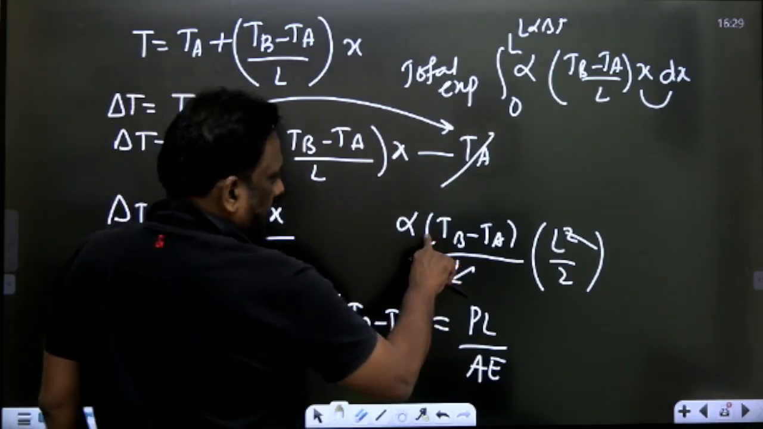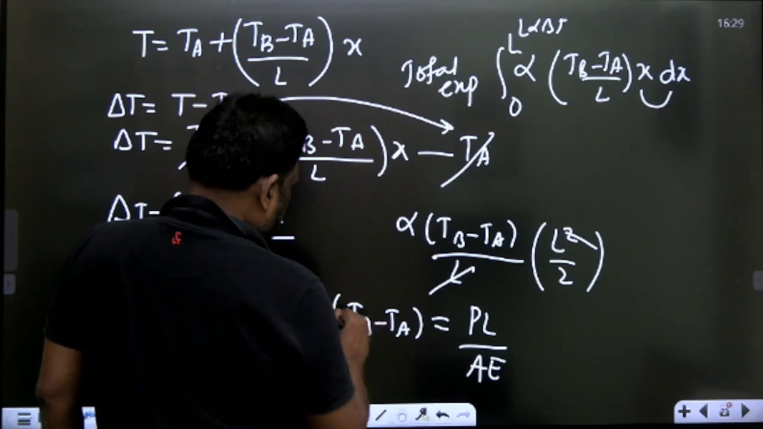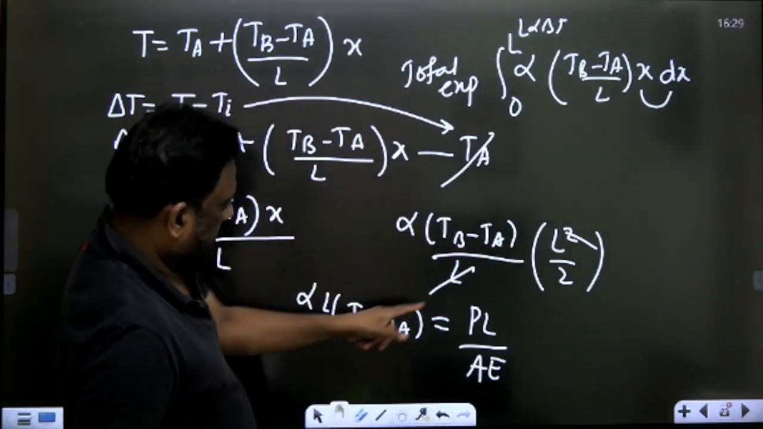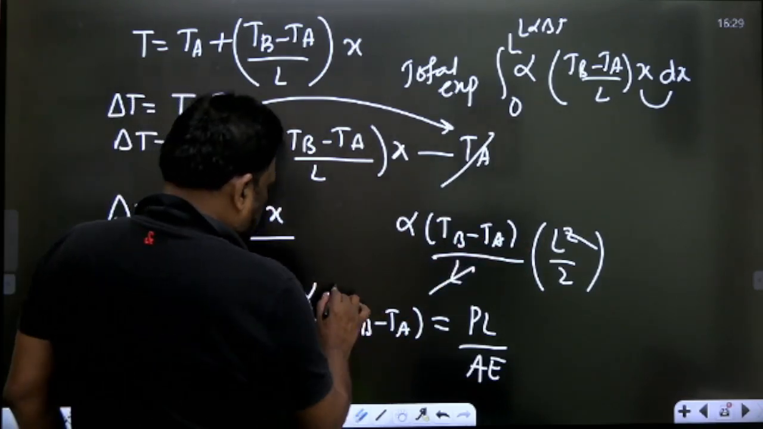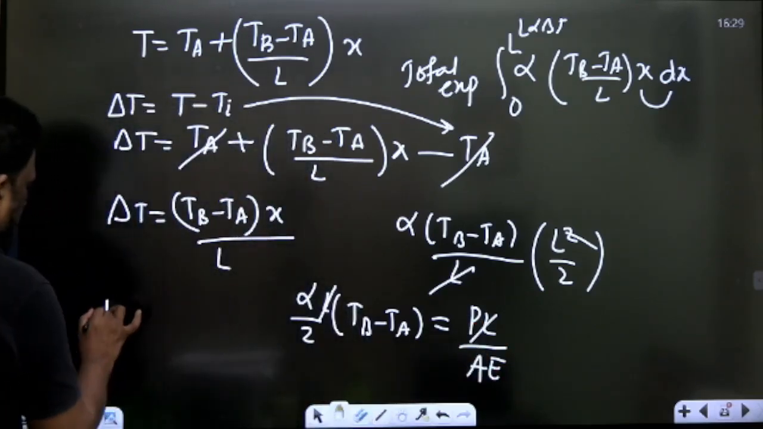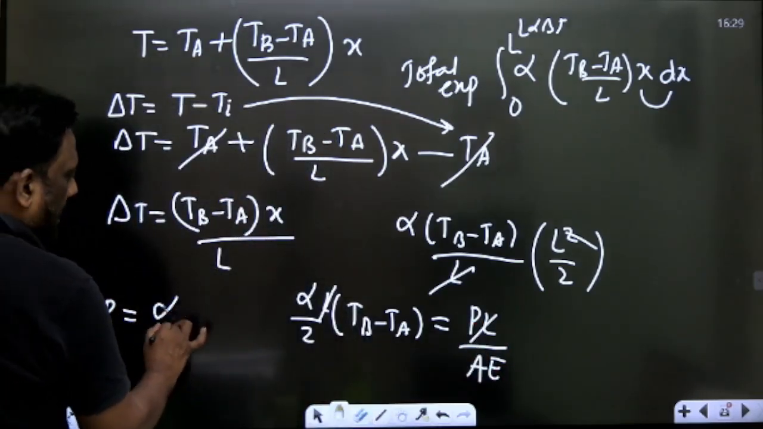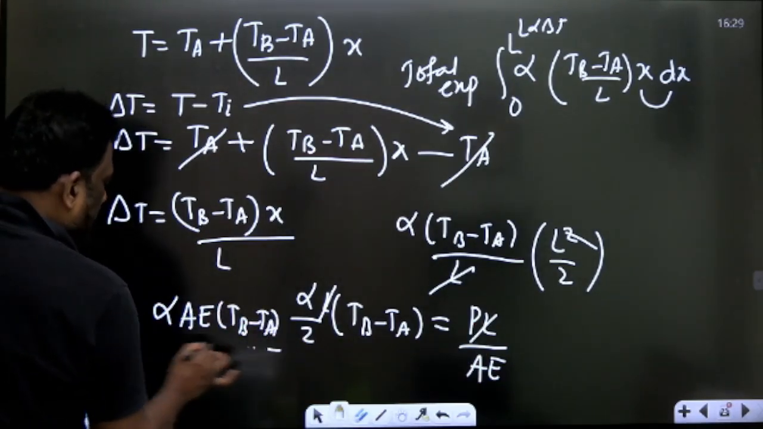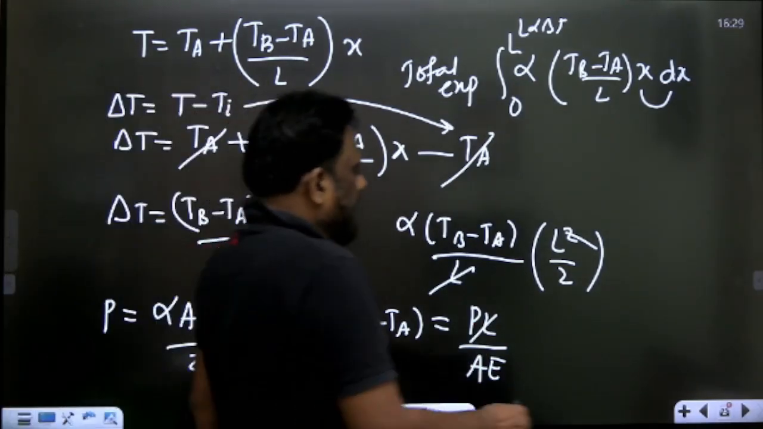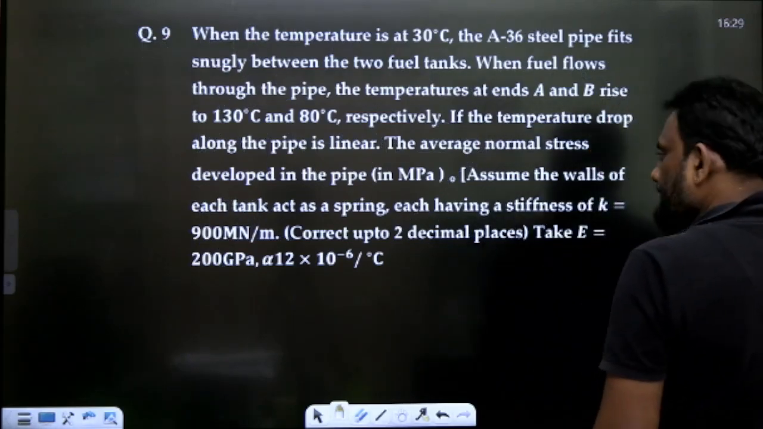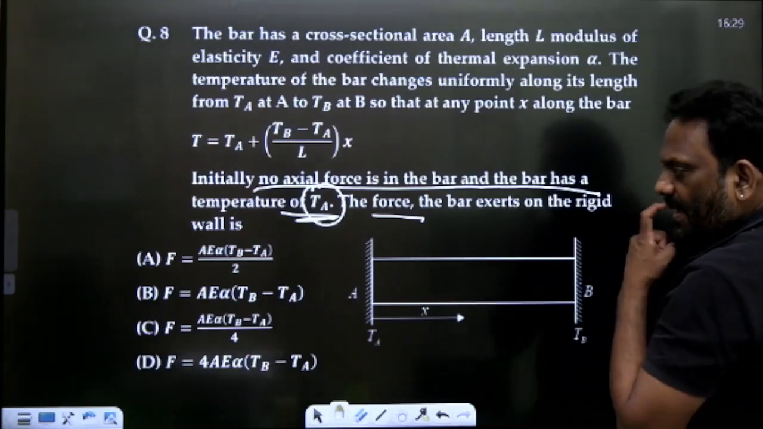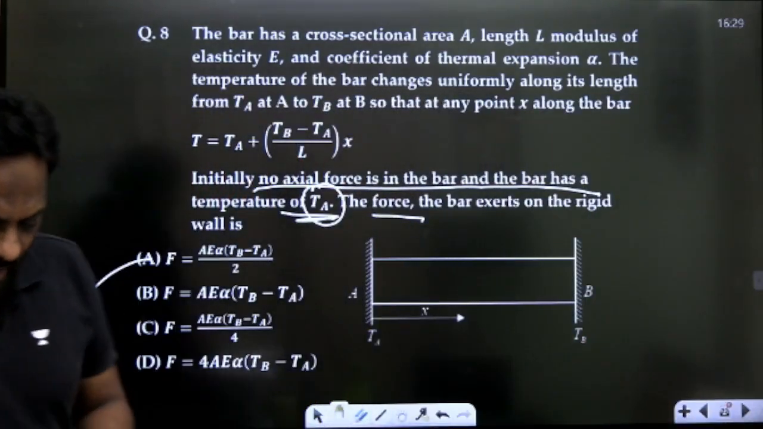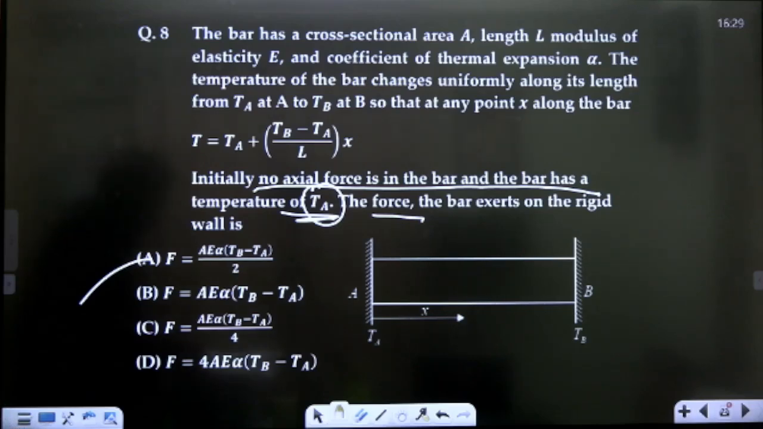यहाँ पे मिस्टेक की है ना रे. Alpha delta T into L by 2. There is L. ठीक है. तो ये L कट गया. तो P will be equal to, अगर आपको P चाहिए, alpha AE into (TB minus TA) by 2. Alpha AE into (TB minus TA) by 2. ऑप्शन है क्या सर? Alpha AE. Yes, option A is correct.